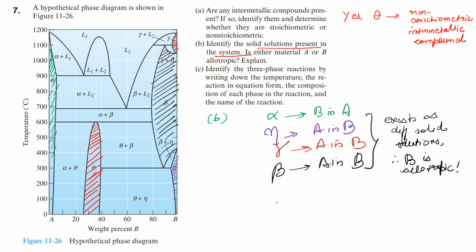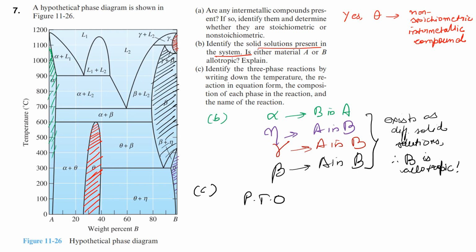Okay, the next question asks us, identify the phase reactions by writing down the temperature, the reaction in equation form, and composition of each of the phases. Okay, so again it requires a bit of work. So at about 1100 degrees centigrade, we will see what reaction we have. We have a peritectic reaction, right? Because there is a gamma plus liquid to gamma plus beta.